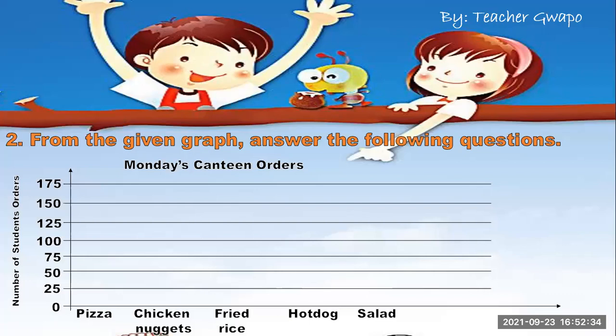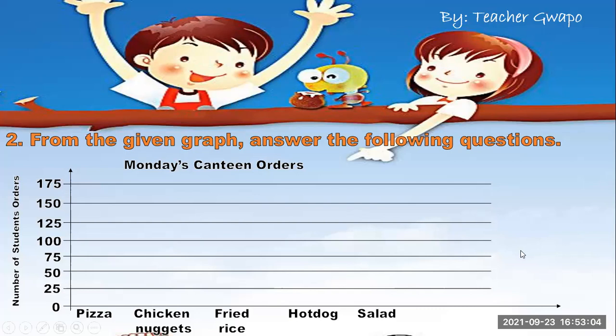Now here from the given graph, answer the following questions. This is about Monday's canteen order. So we will know how many students ordered food in the canteen on that certain day. Now in pizza, how many students ordered pizza in the canteen?